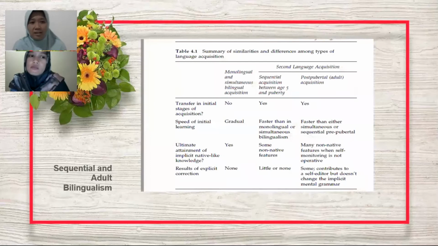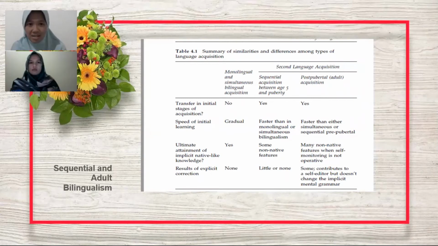Okay. Well, here is the table summarizing the similarities and the differences among types of language acquisition. We can see here the transfer in initial stages of acquisition. In monolingual and simultaneous bilingual acquisition, there is no transfer in initial stages of acquisition, while in second language acquisition, both in sequential acquisition or in adult acquisition, there is a transfer in initial stages of acquisition.